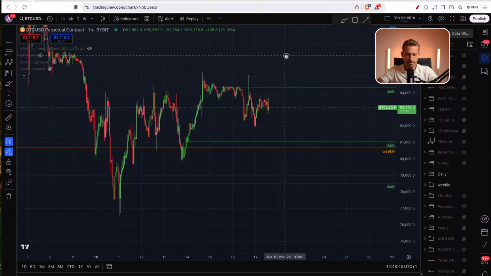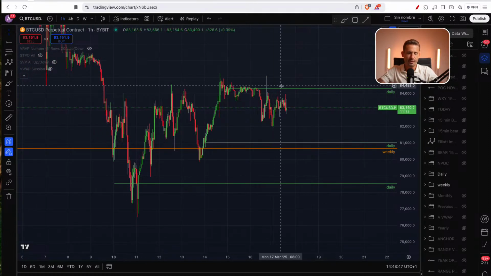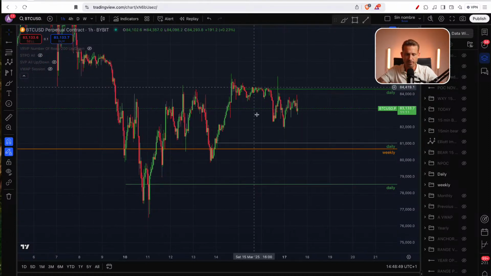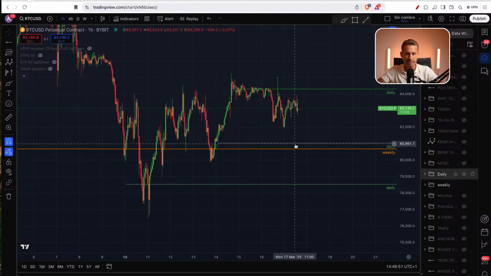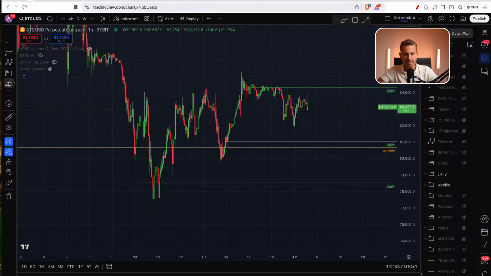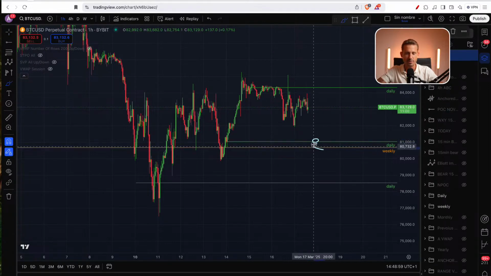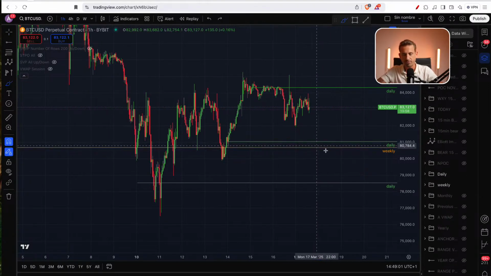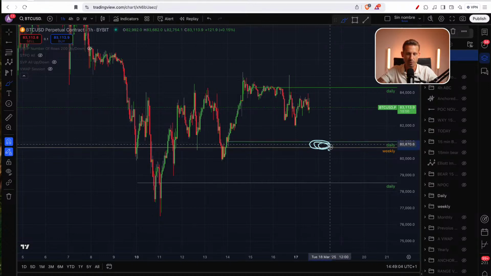Let's talk about the possibility, right? For the moment, I like it. It's a zone of interest, 80,700 to 81,000, right? I like this area. We got a daily and a weekly. I like this zone. This zone becomes important.